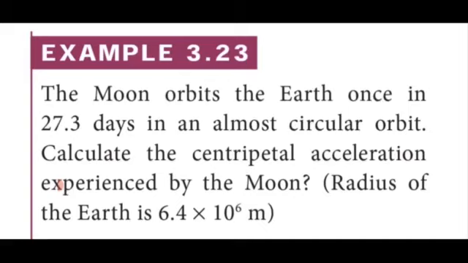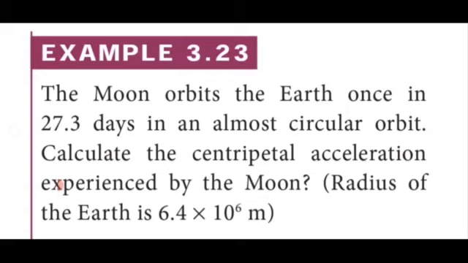What is given in the question? The moon orbits the earth once in 27.3 days in an almost circular orbit. Calculate the centripetal acceleration experienced by the moon. The radius of the earth is given as 6.4 times 10 to the power of 6 meter. So the moon orbits the earth in a circular path with a time taken of 27.3 days, and it experiences centripetal acceleration, which we are going to calculate here.